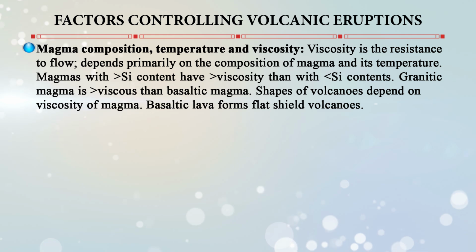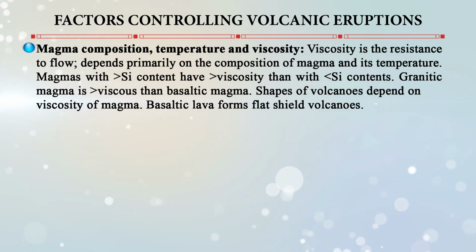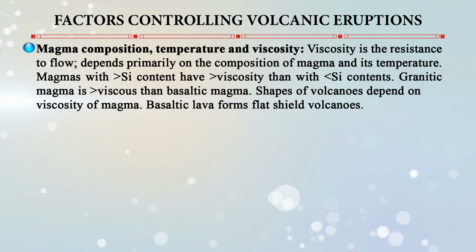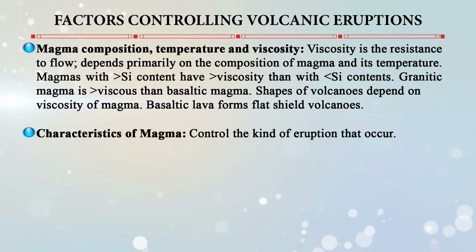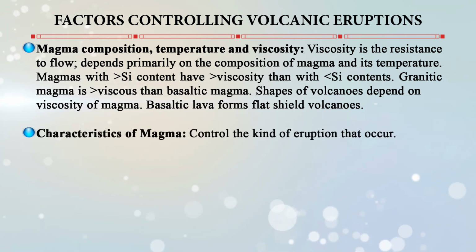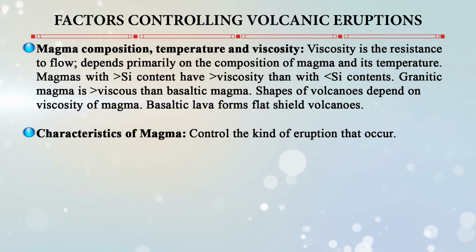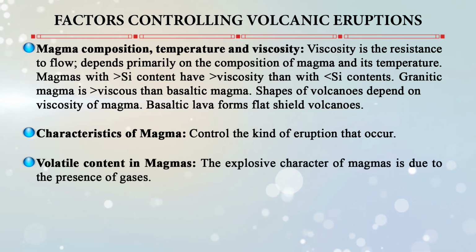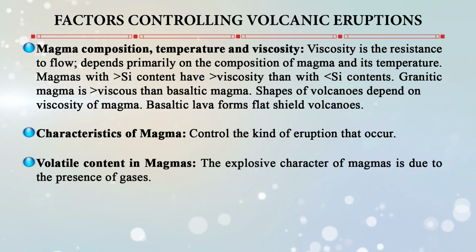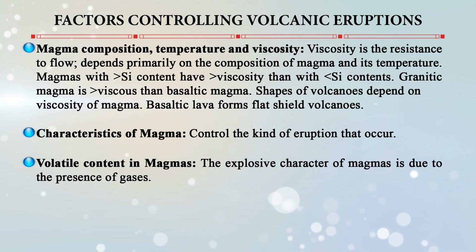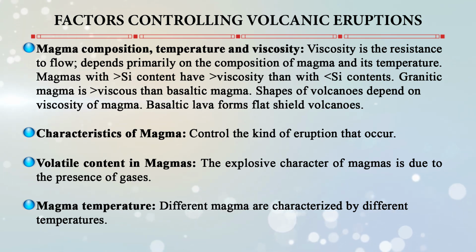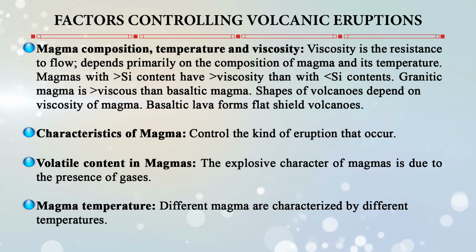The shape of a volcano depends on the viscosity of the magma. For example, basaltic magma or lava forms flat shield volcanoes. The characteristics of the magma also control the kind of eruption that occurs, whether it is a felsic magma or a mafic magma. The volatile content, as you have seen earlier, controls the explosive nature of the eruption. Then there is magma temperature. Different magmas are characterized by different temperatures and they also control the volcanic eruptions.